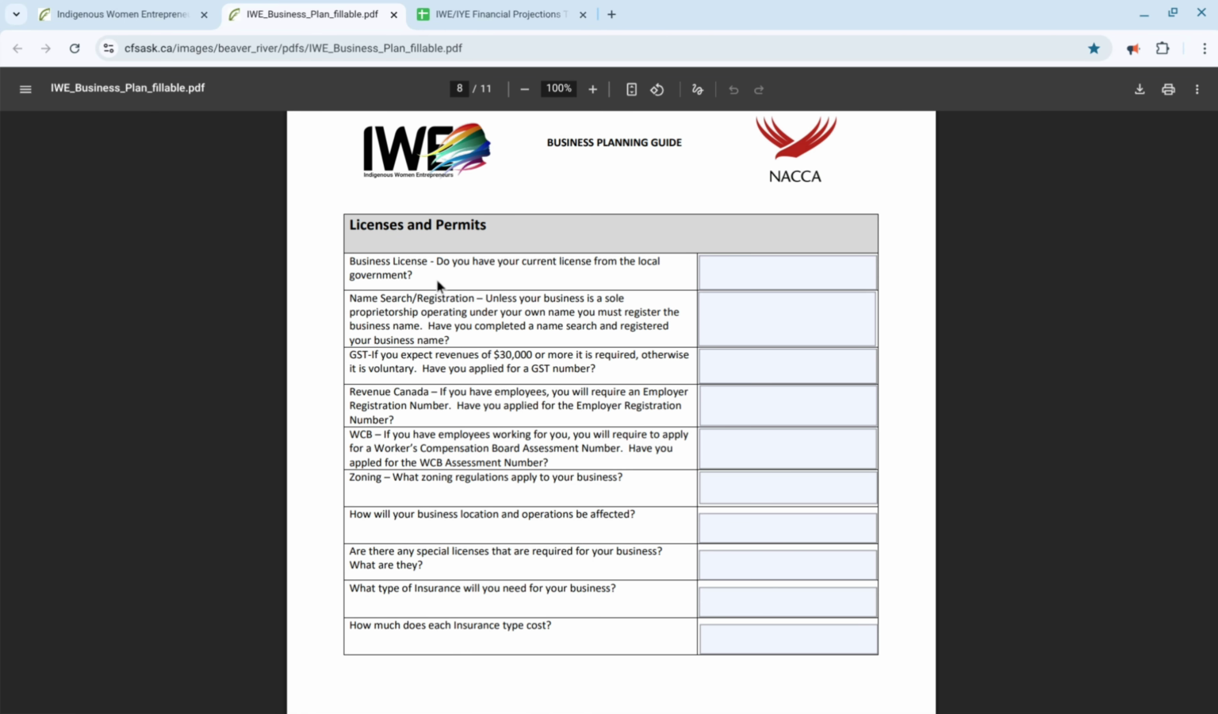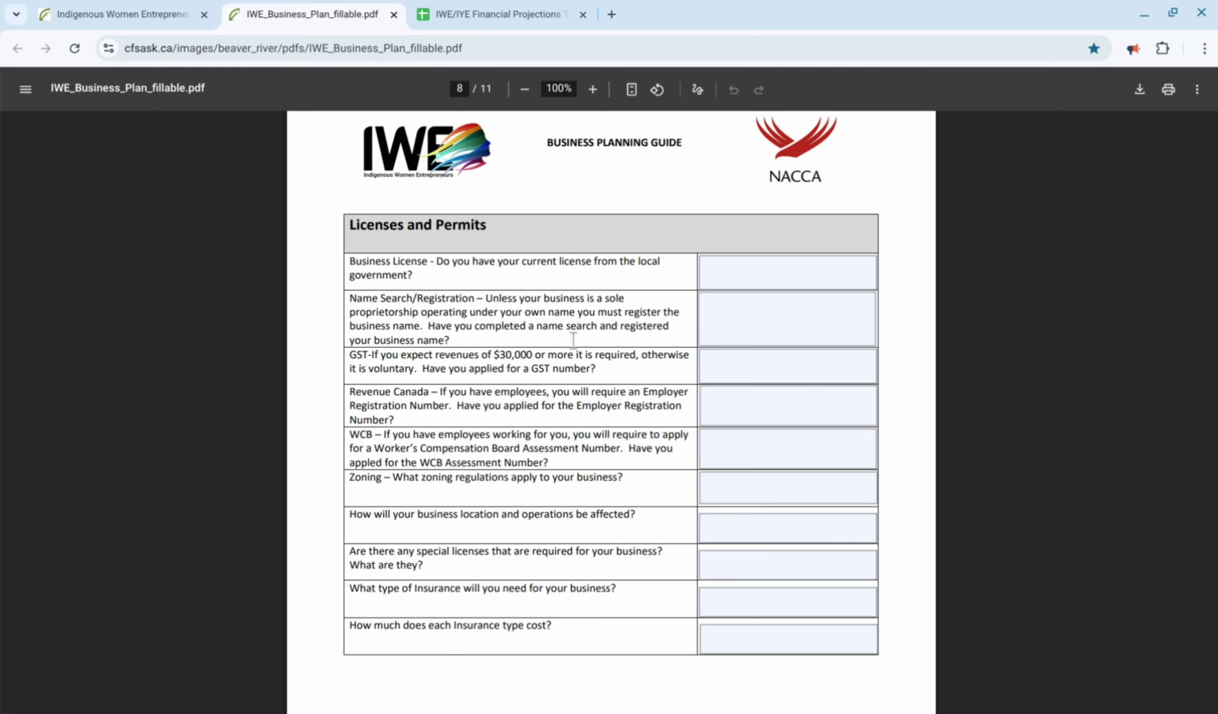Typically, a business license is issued on a municipal level. So that would be with your town, your city, your rural municipality, or if you're on reserve, maybe a band council resolution is what they have. A lot of rural municipalities don't actually have business licenses, whereas typically towns and cities do. So do you have it? Indicate yes or no.